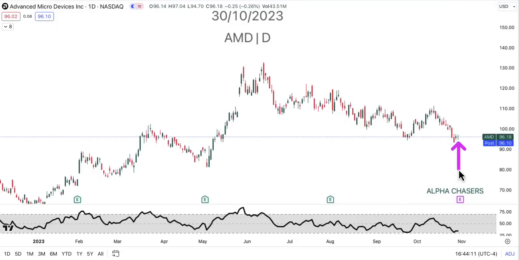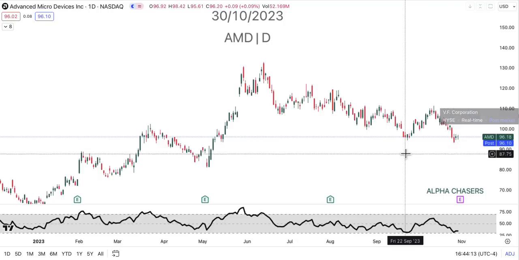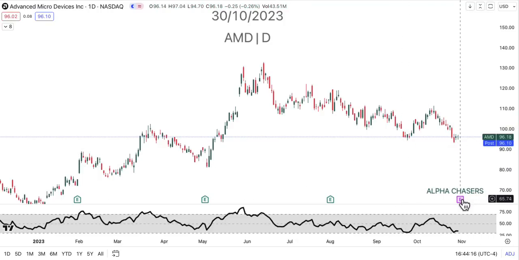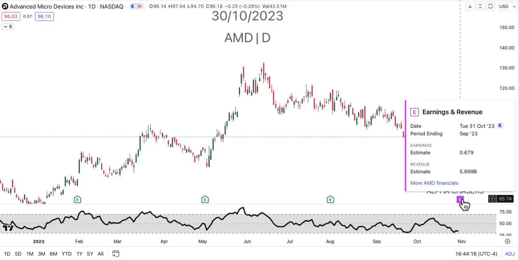And we know we're not really expecting that, but there was some news here that could have moved the stock and it just didn't. We'll address that in a moment. And here we are. This is what we're looking for tomorrow, 5.69 and 68 cents.